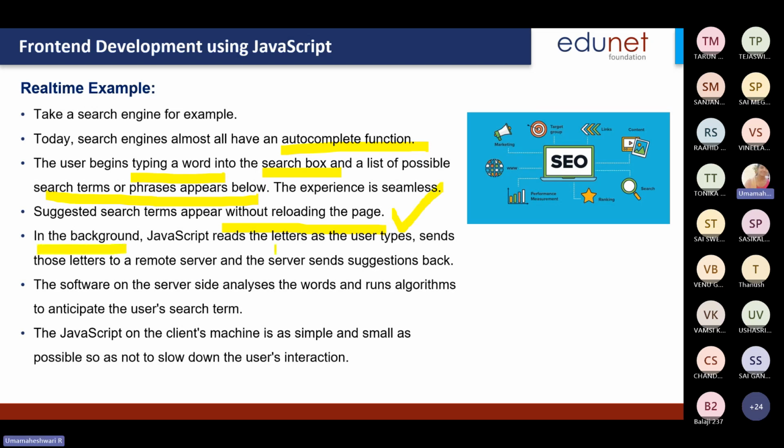In the background, JavaScript reads the letters as the user types, sends those letters to a remote server, and the server sends the suggestions back. Okay, so this particular task is happening at the back end, but we don't know it, right? A software on the server side analyzes the word and runs an algorithm to anticipate the user's search term. JavaScript on the client side machine is kept as simple and small as possible, so as not to slow down the user's interaction.